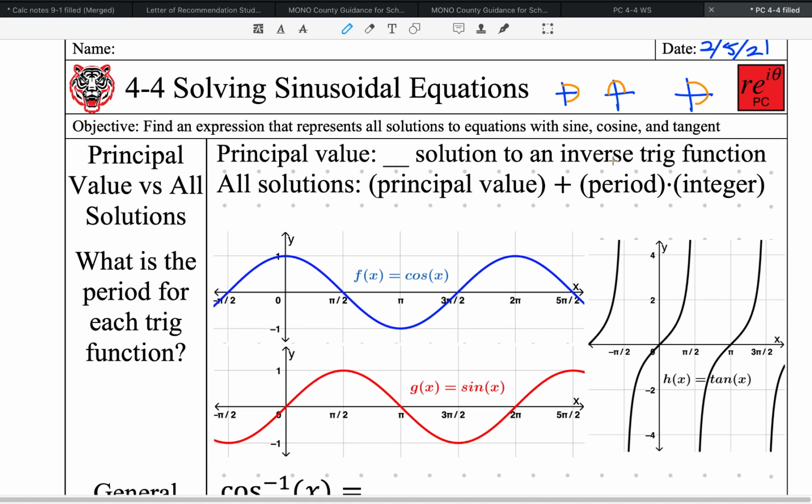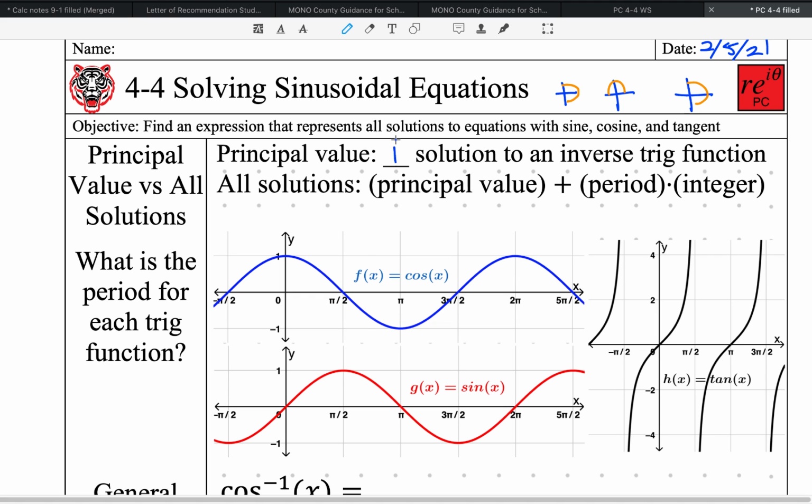Okay, so principal value versus all solutions. That's kind of the transition between 4-3 and 4-4. So a principal value is just one solution. Write it down. It's just one. We want to find all of them today. So how do you find all the solutions? Well, it relies on your knowledge from 4-3. You still have to find the principal value. Again, the principal value is the first thing that you find for all solutions.